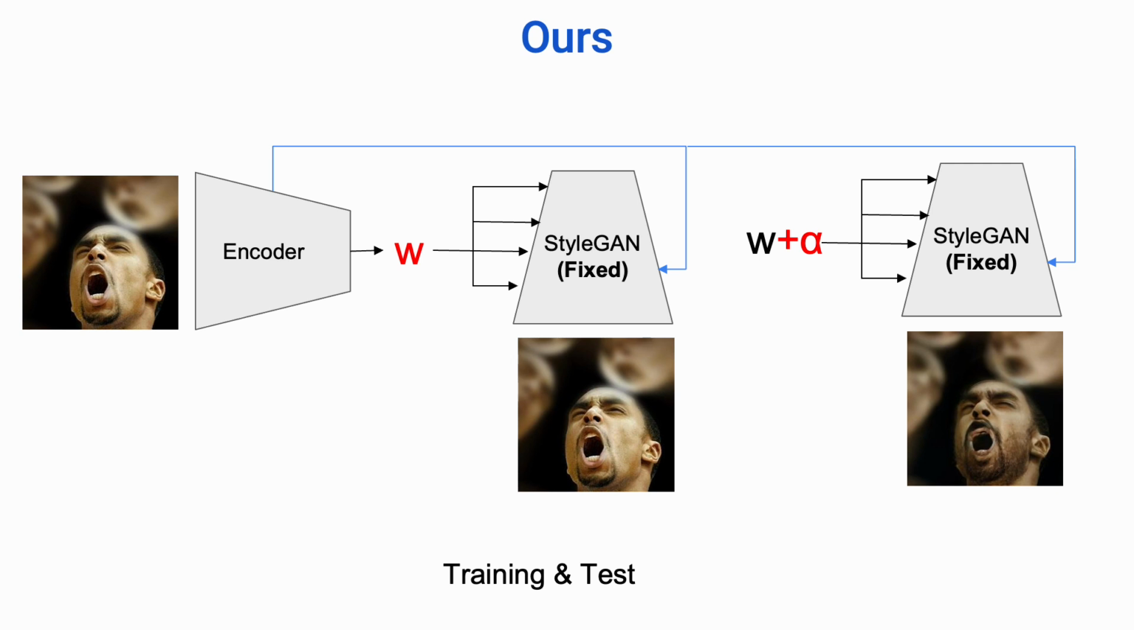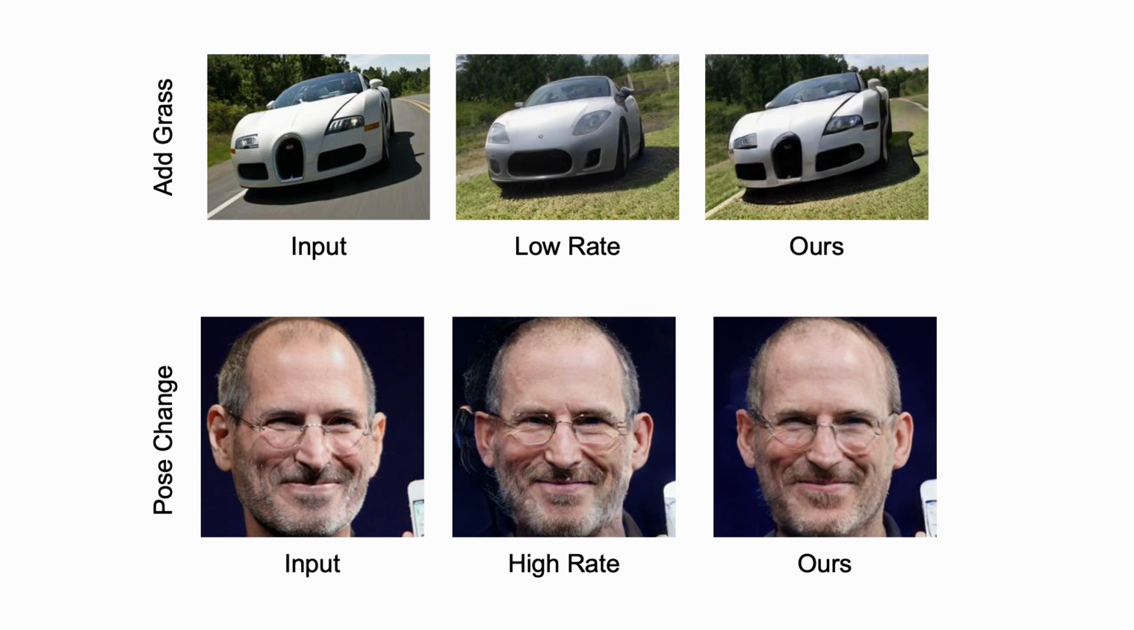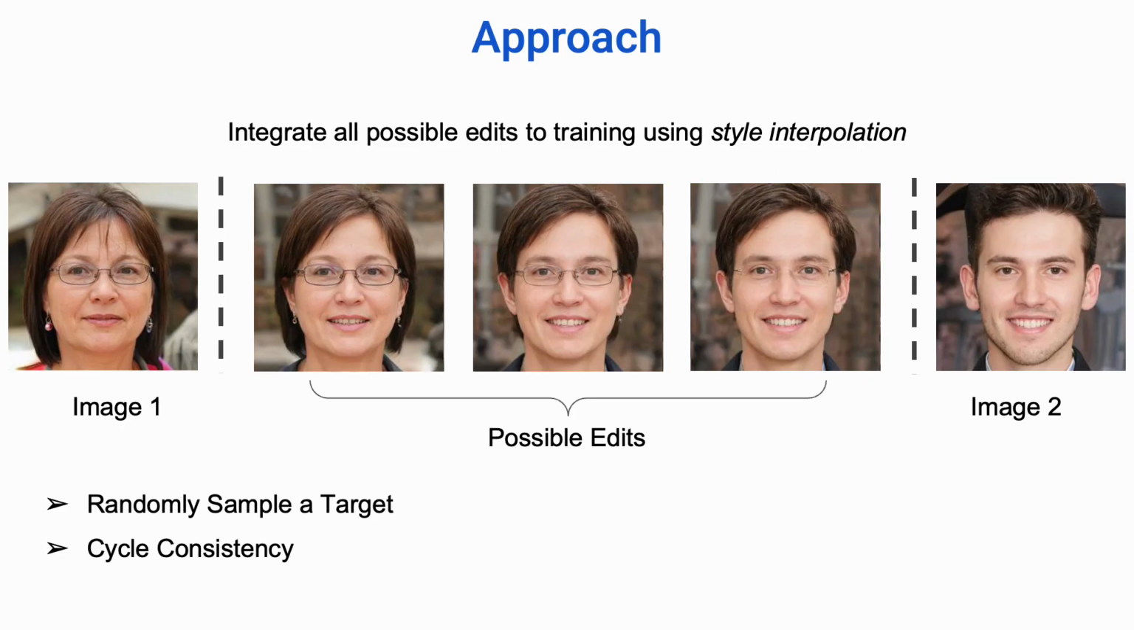We propose to incorporate editings into the training pipeline. To achieve correct editings, we apply transformations. As a result, we get editings that are faithful to the original image and with correct transformations. We incorporate all possible edits into the training pipeline using style interpolation. Let's say we have the input image 1. We randomly select a target and take a random step towards it. For this specific pair, smile, gender and eyeglasses edits can be simulated. We guide the network with the cycle constraint so that the edited image does not lose important details.